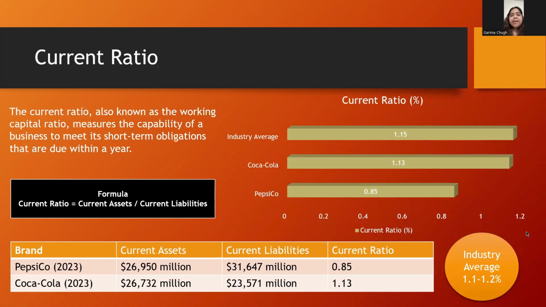The current ratio indicates a company's ability to pay off short term liabilities with its short term assets. Its formula is current ratio equals current assets divided by current liabilities. As we can see from the graph, PepsiCo's current ratio is 0.85, while Coca Cola's is 1.13. The industry average is around 1.1 to 1.2, meaning Coca Cola is in line with industry standards, while PepsiCo falls slightly below. A lower ratio for PepsiCo suggests it may rely more on short term financing to cover its obligations.